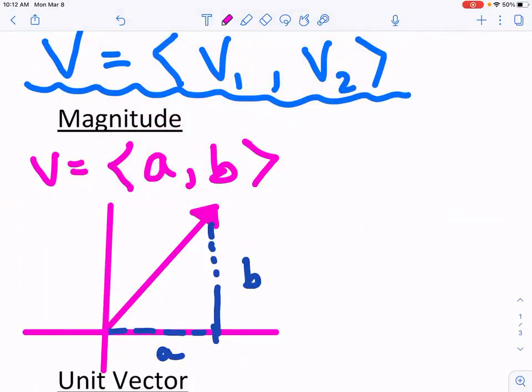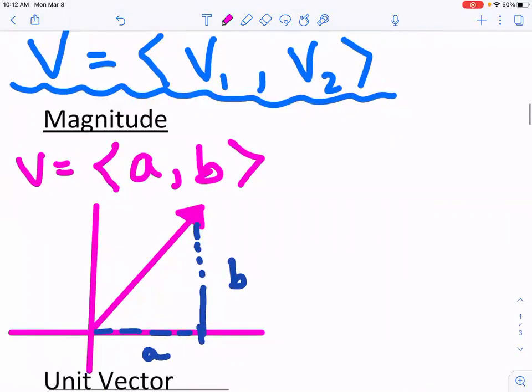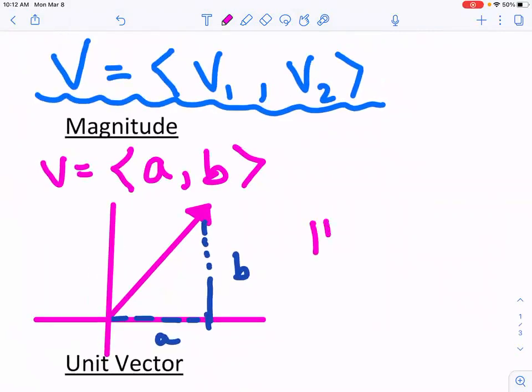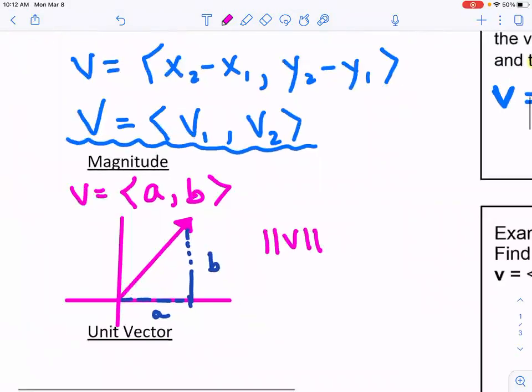Okay. So first of all, raise your hand if you have an idea on how we would find the length of this vector. Liz, thank you for raising your hand. The Pythagorean Theorem, okay? Also, fun fact, we are going to notate the magnitude with this double absolute value on our vector name, okay?